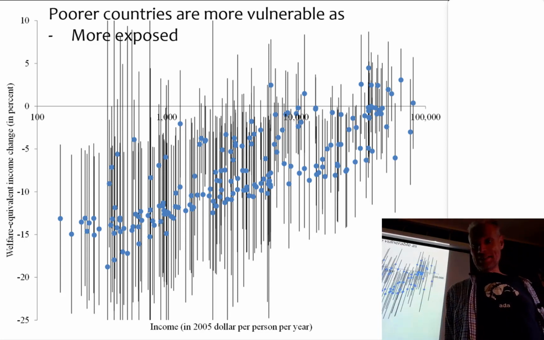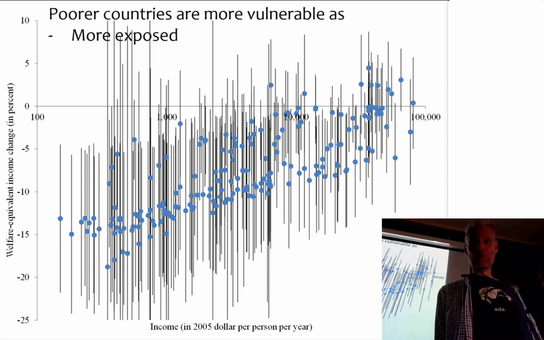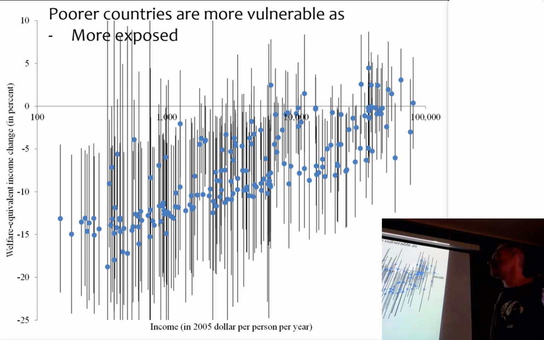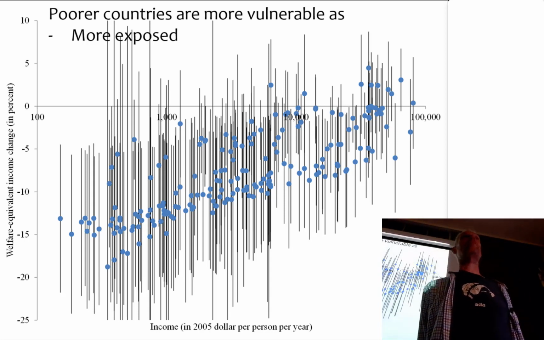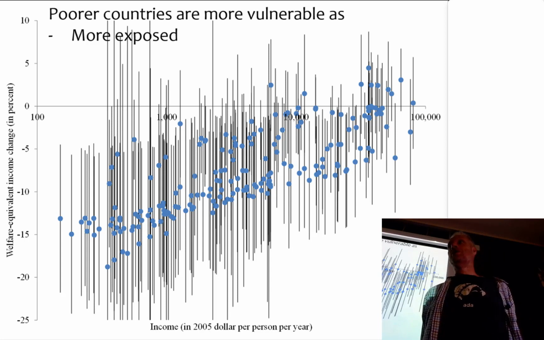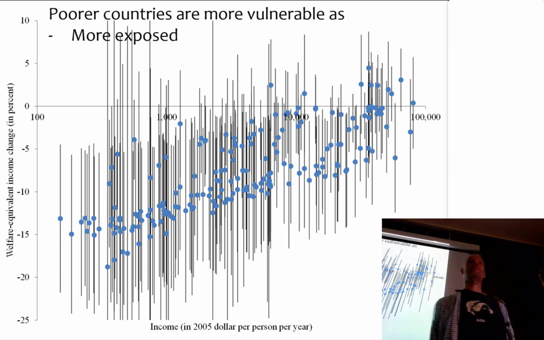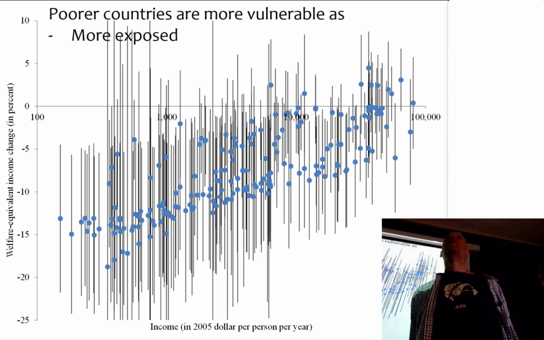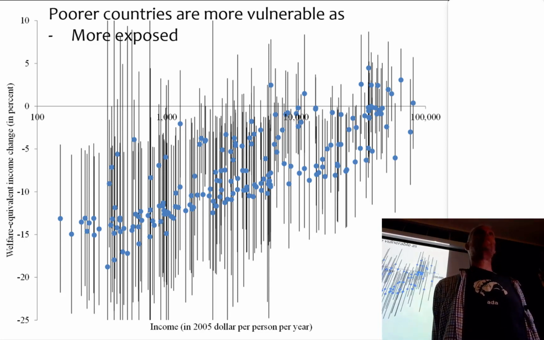Now this pattern has 3 basic reasons, right? What we see is that poorer countries are much more vulnerable to climate change than are richer countries. And there's 3 basic reasons for this. The first is the structure of the economy. So in the UK, people make money in finance, a little bit of manufacturing, but most workers in the UK are indoors, right? Most actually work in offices.